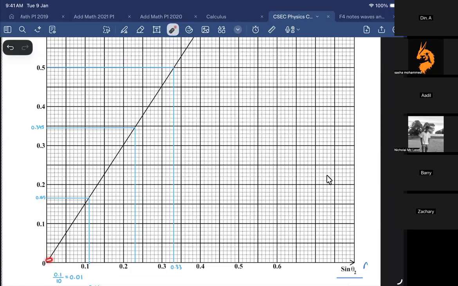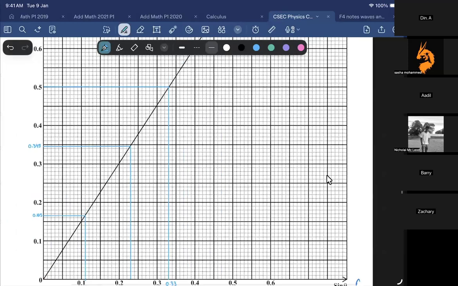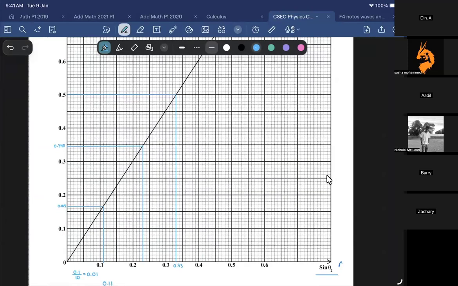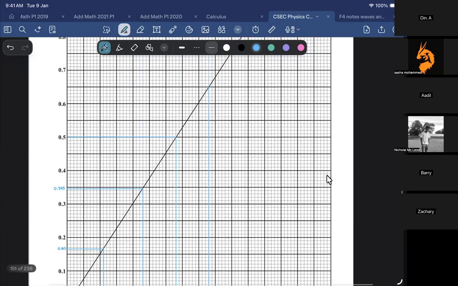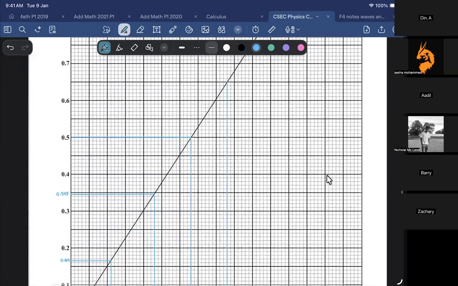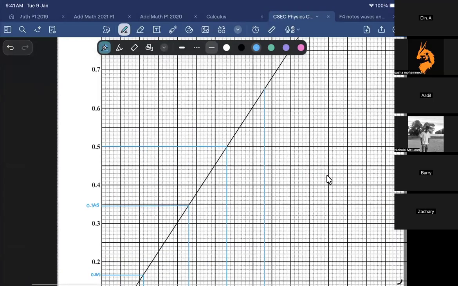Remember, each of these small blocks, the smallest block is 0.01. So if this is 0.4, how many blocks would I have to go to reach 0.43? 3, right? And so that's going to be right here. You okay with that? Yes. And cut the line. Right? So wherever it cuts the line, you're just going to take a read off from the graph.